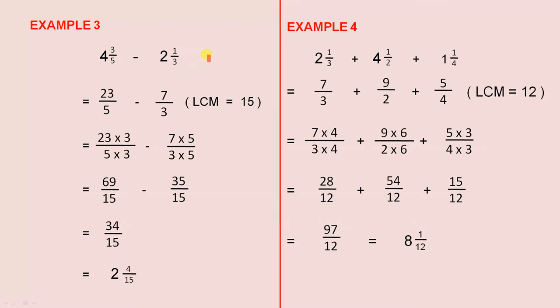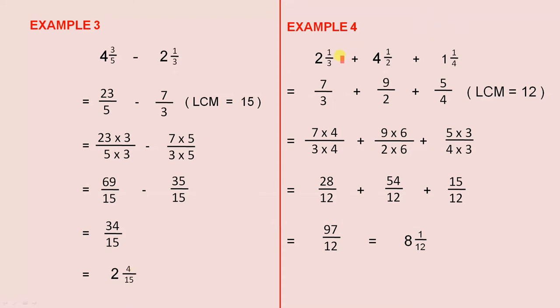Example 3. 4 3/5 minus 2 1/3. That gives us 23 over 5 minus 7 over 3. The LCM is 15. For this number to be 15, multiply top and bottom by 3. We've done that, and that gives us 69 over 15. For that number there to be 15, you multiply top and bottom by 5. There it is there, and that gives us 35 over 15. So 69 over 15 minus 35 over 15 gives us 34 over 15. Which is 2 4/15.